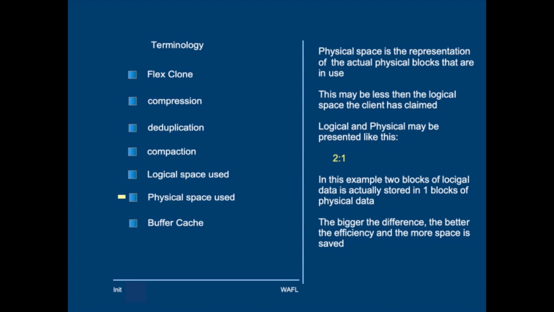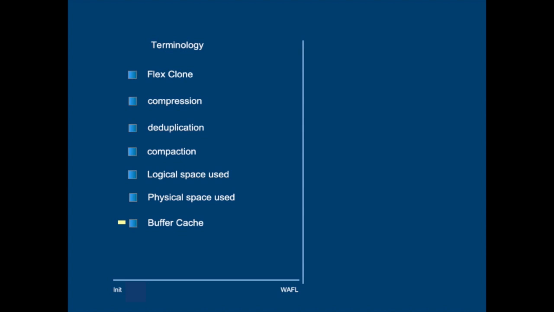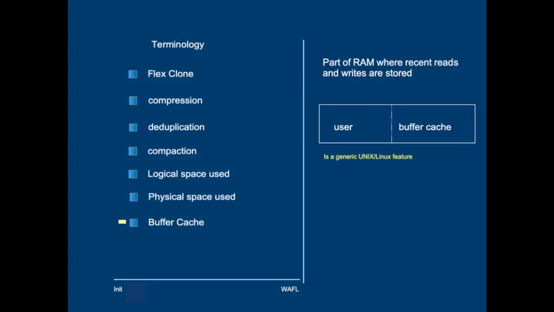And finally we have buffer cache. Buffer cache is a separate part of RAM where the most recent reads and writes are stored temporarily until new reads and writes arrive and need space in the buffer cache. So this buffer cache is also very important when inline deduplication is enabled, and we will see why in a second. But first let's have a look at flex clones.